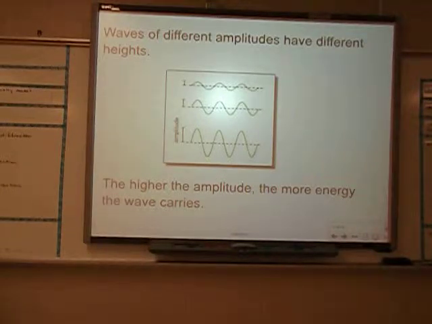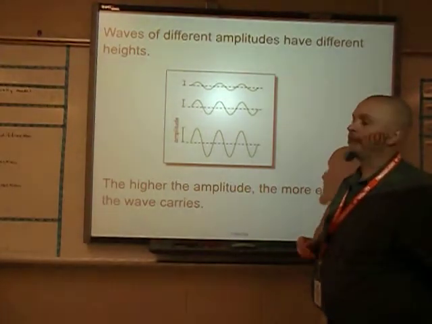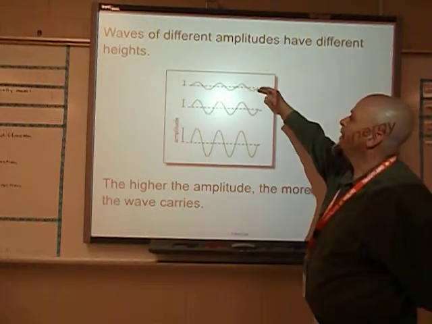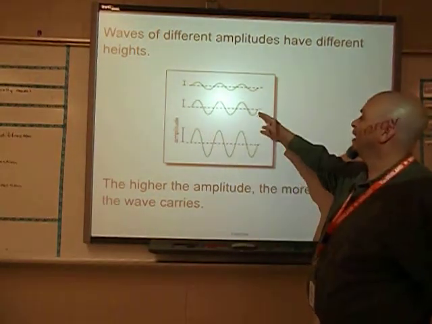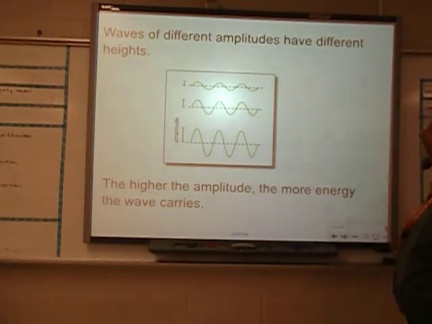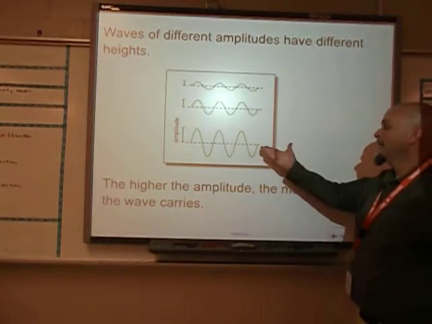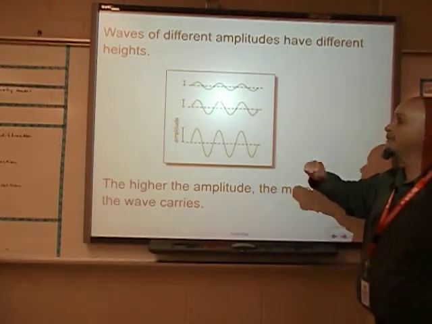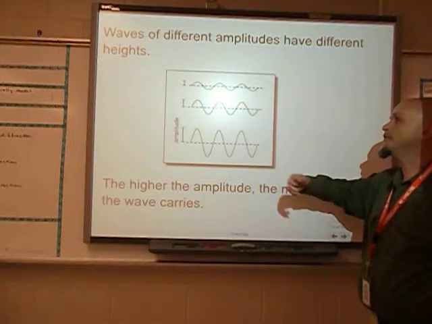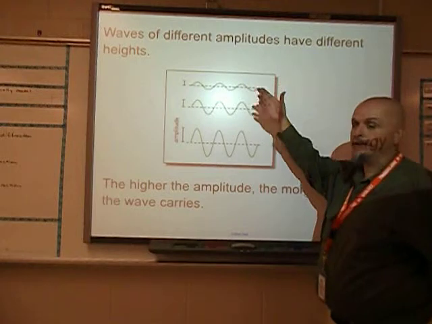Transverse waves of different amplitude have different heights. So when we look at these 3 waves side by side, the difference between them is amplitude. This wave has a very small amplitude. This one has kind of a medium amplitude. This one has a large amplitude. Again, it's a measurement of how much energy that wave carries. The higher that amplitude, the more energy it carries. So not only can we say this wave has the highest amplitude, but this wave would also have the most energy. Again, this one has the smallest amplitude, so we can assume it has the least amount of energy.